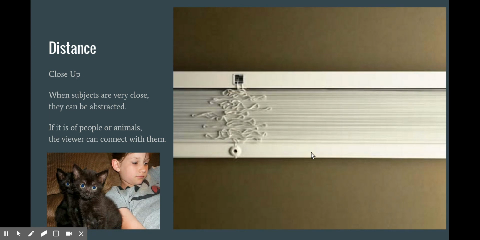So here we see window blinds. And if you take pictures of people or animals, then it can start being kind of confrontational, or you can really start connecting with a specific person and really see the emotion.